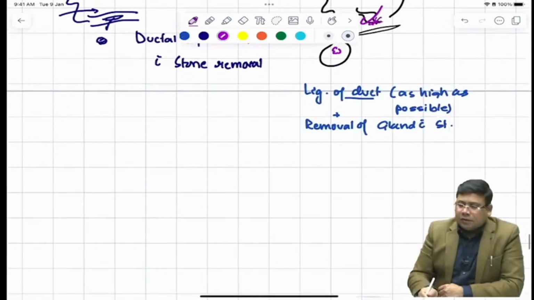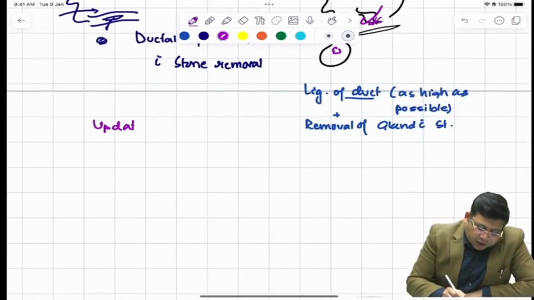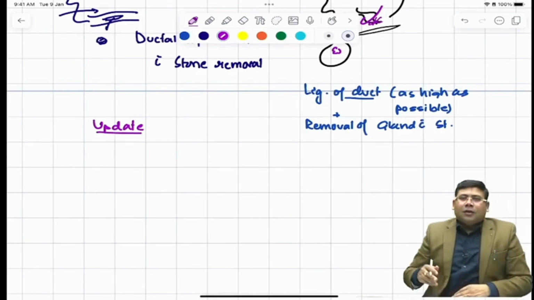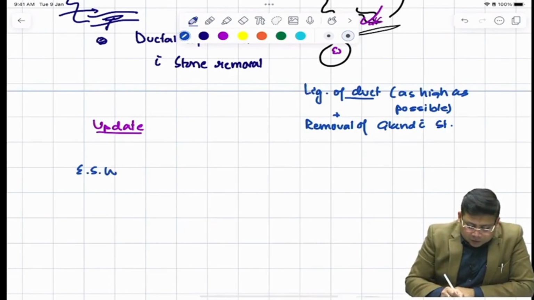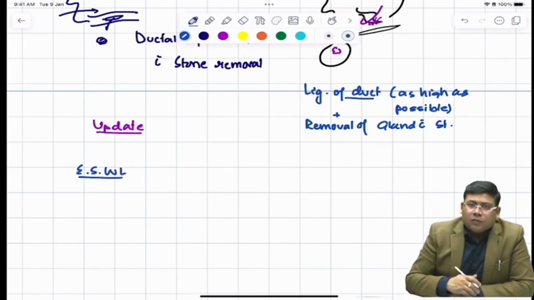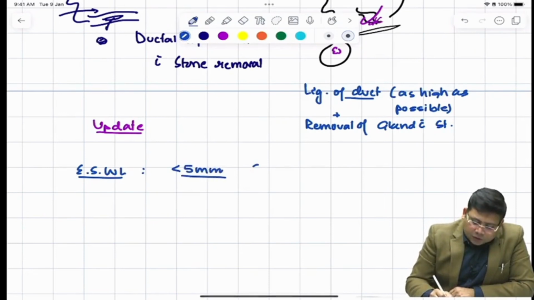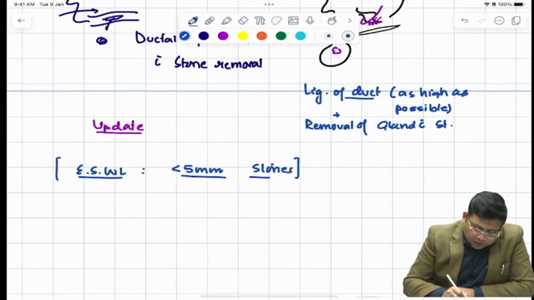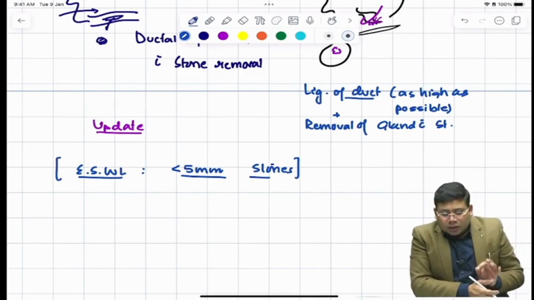Now important is one more update. Why have I kept this question update? Today we can go for intraductal scopy and removal. Today we have ESWL also. ESWL is preferred for less than 5 mm non-obstructed stones. So stones less than 5 mm can be removed with this ESWL based technique. This is very important.